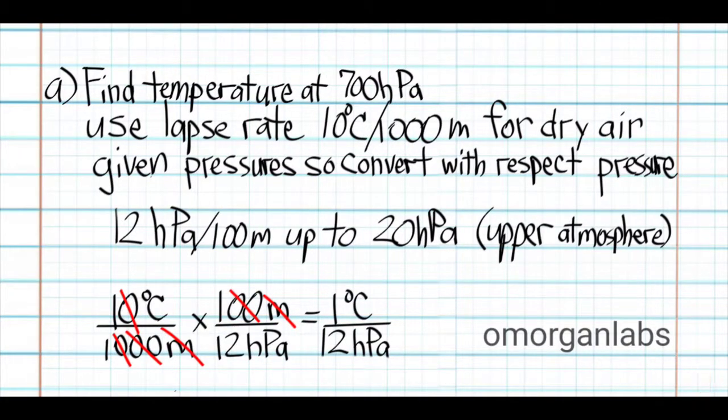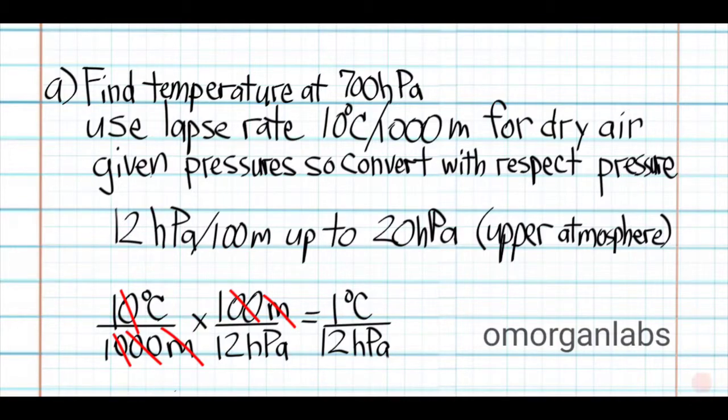So for part A, finding the temperature at 700 hectopascals, we use the lapse rate for dry, unsaturated air. That's the key that makes it simple. We have unsaturated, dry air, and it's adiabatic, so there's no big heat being added. It's dry, so there's no water vapor being added. This is like a simple hand calc that you can do.